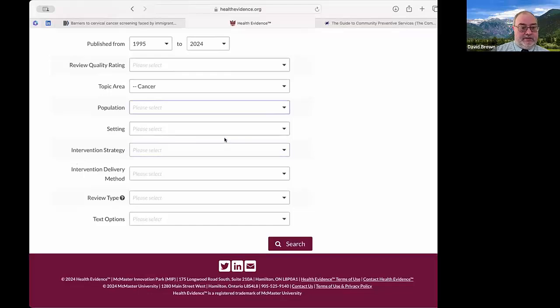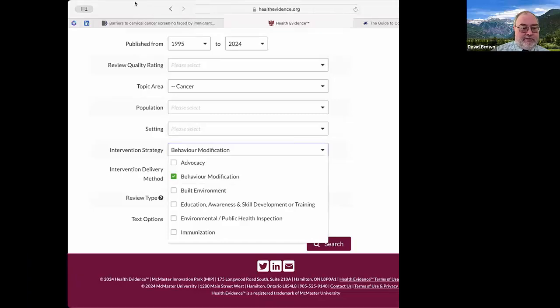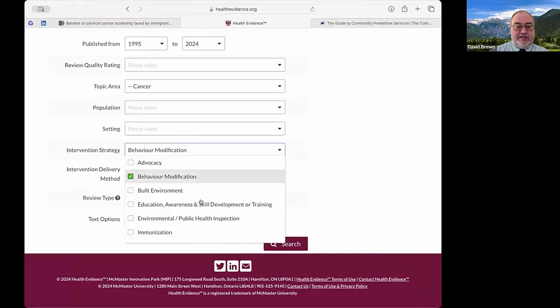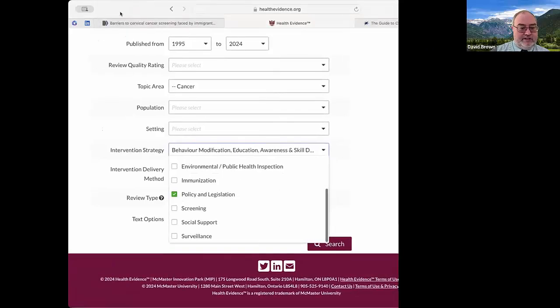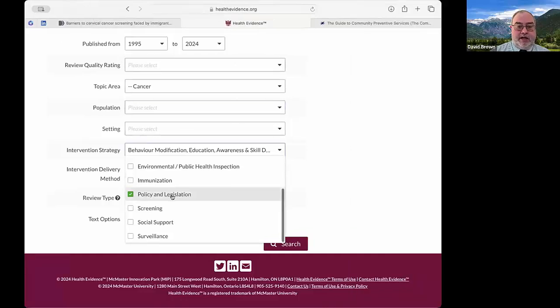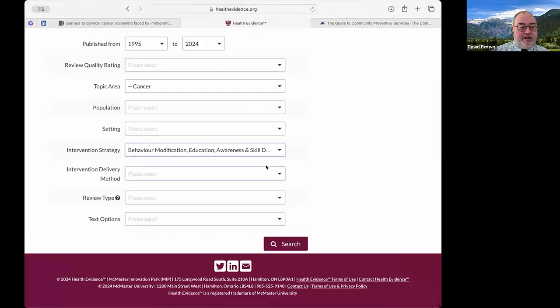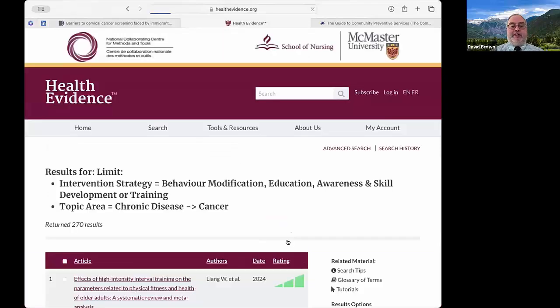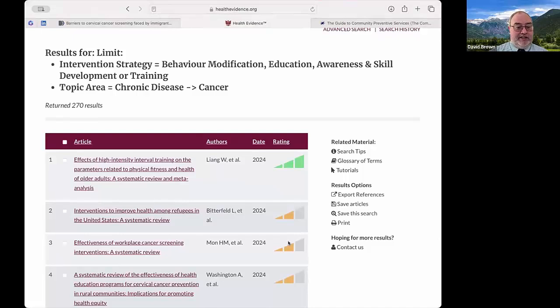We will use our intervention strategies here as behavior modification. Sure I'm on the right track here. We're going to do behavior modification, education awareness, and maybe some policy and legislation. No, we'll leave that out. As we go along, we'll just use those two as our ideas here, and we will just see what we get. Now, again, we get 270 results, which is quite high, I find, as we go along.